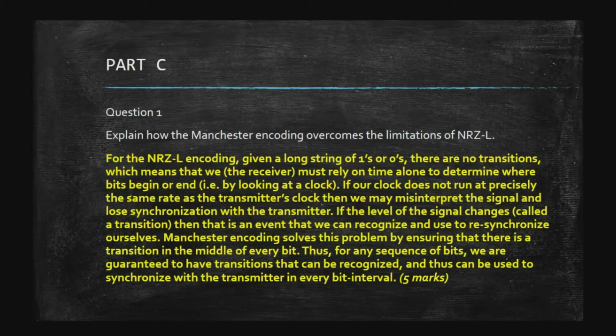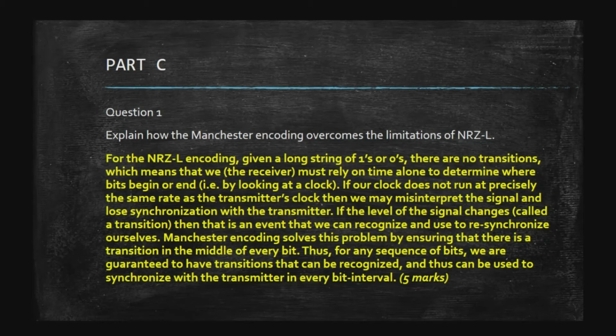Thus, for any sequence of bits, we are guaranteed to have a transition that can be recognized and thus can be used to synchronize with the transmitter in every bit interval. Okay, based on this point, first you need to explain about the drawback of the NRZ. So the key point here is about the no transition.